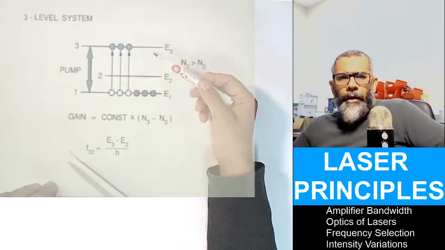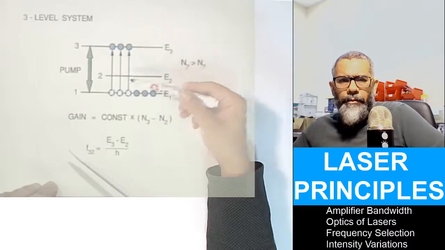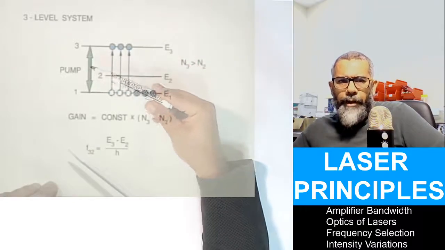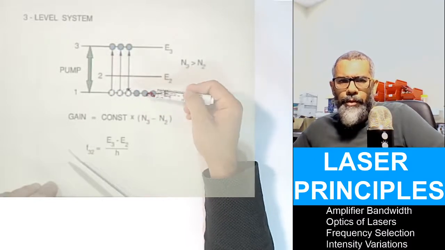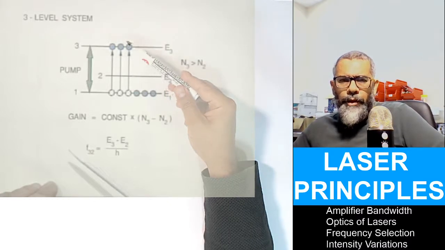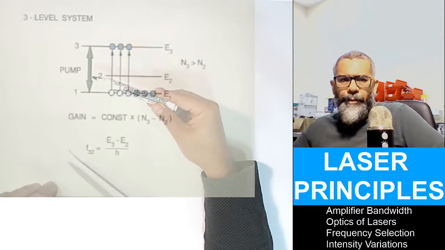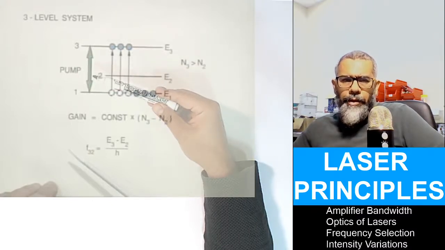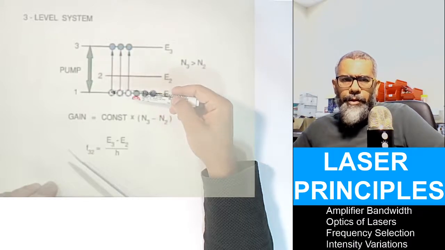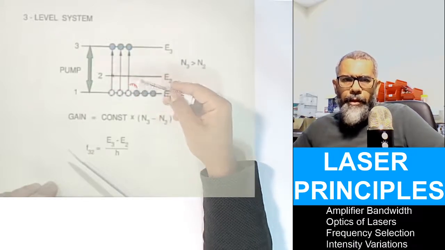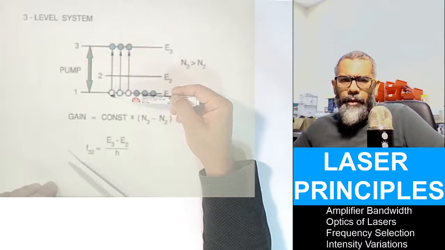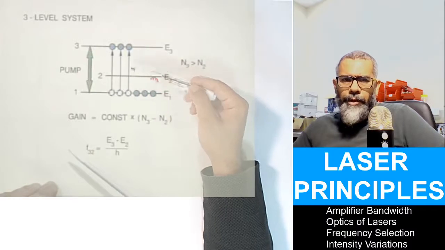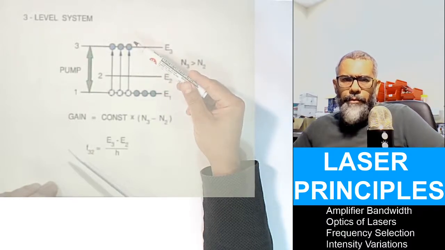So, if somehow, again, you have a pumping mechanism so that you pump your ground state atoms to the third energy level, okay, not the second one but the third one. If you provide energy such that the pumping mechanism matches the energy difference between E3 and E1, these electrons will just jump to the third energy level.